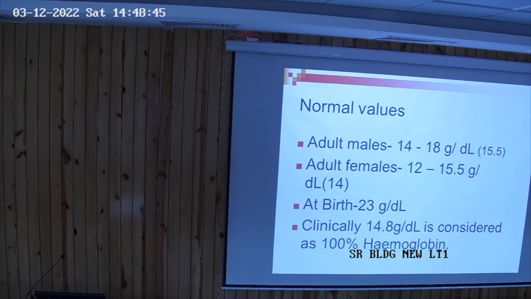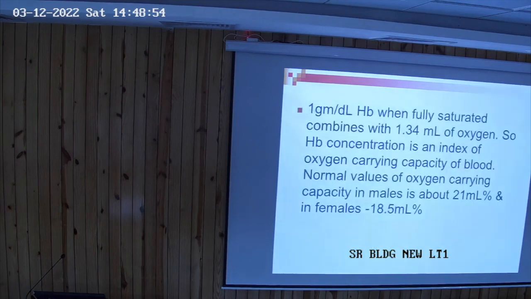Okay, so clinically 14.8 gram per deciliter is considered as 100%. 1 gram hemoglobin when fully saturated combines with 1.34 ml of oxygen, which is an index of oxygen carrying capacity of blood. So normal is 21 ml% in males and 18.5 ml% in females, adult male and adult female.